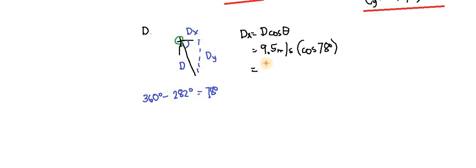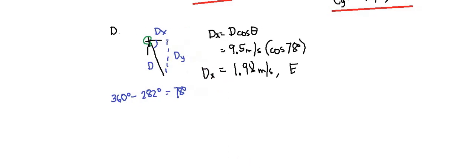Okay, so that's 1.98 meter per second going east. Okay, so that's going east. That's our D sub X. Let's have our D sub Y.